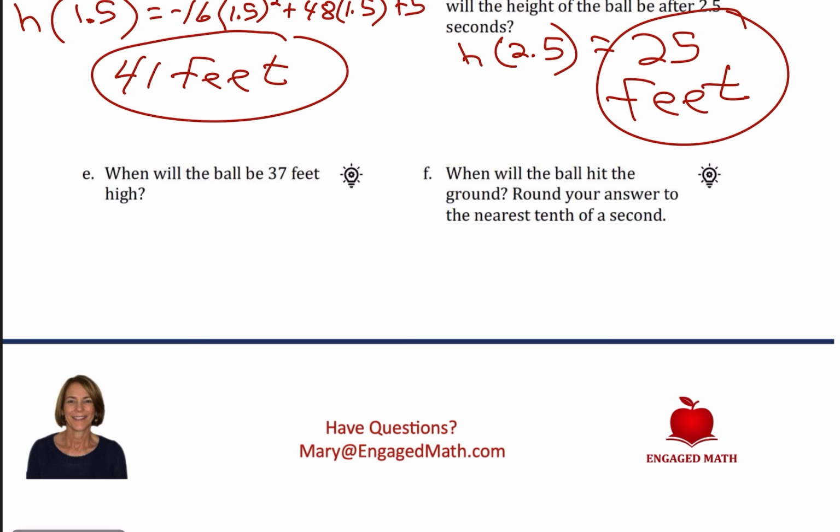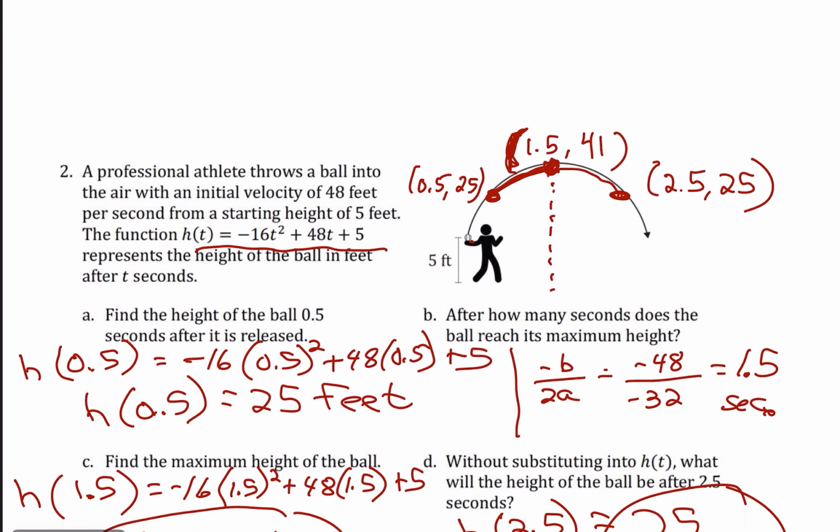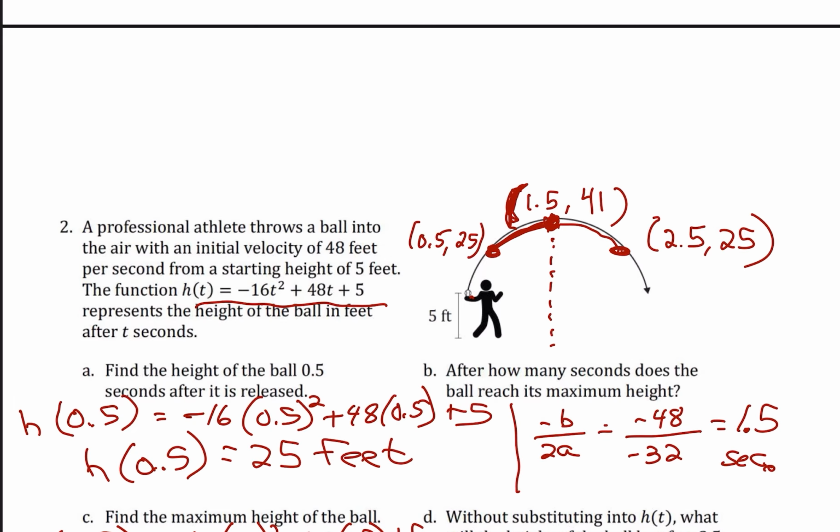Okay, so now I'm going to look at parts E and F because they get a little tricky. All right, so when will the ball be 37 feet high? So this time we're going to put 37 in for h of t. So 37 equals -16 t squared plus 48t plus 5. Because we want to know what value of t, how many seconds until the height is 37 feet high. Now, I'm going to go back to the drawing for just 1 second so you're thinking ahead of time. We know it's going to be somewhere around these 2 green points. So there's going to be 2 values of x or t when the height will be 37 feet.